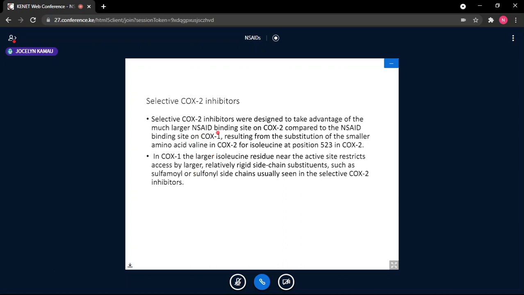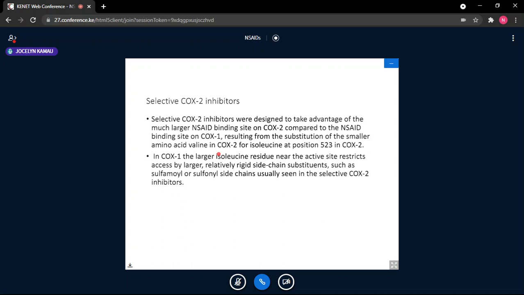So we are saying selective COX-2 inhibitors were designed to take advantage of the much larger non-steroidal anti-inflammatory binding site on COX-2 compared to the binding site on COX-1. That is a difference resulting from the substitution of the smaller amino acid valine in COX-2 for isoleucine at 523 in COX-1. Sorry about that. So there is a smaller valine in COX-2, larger isoleucine in COX-1, creating space within COX-2 for binding of this drug.